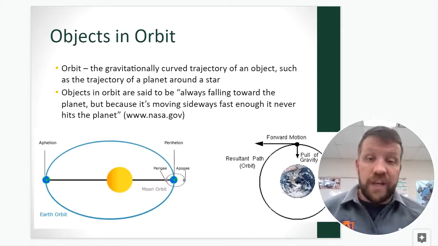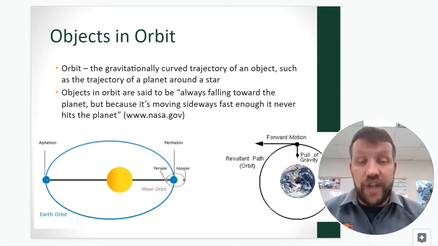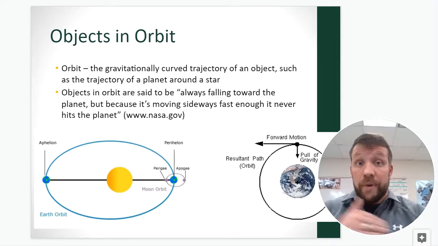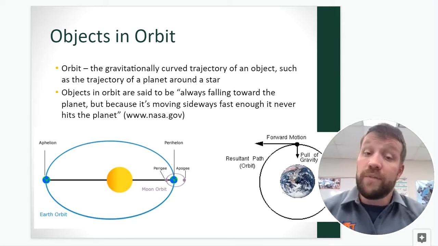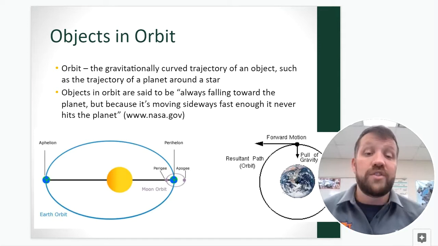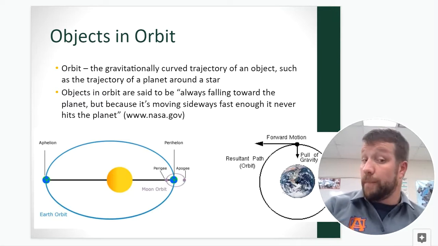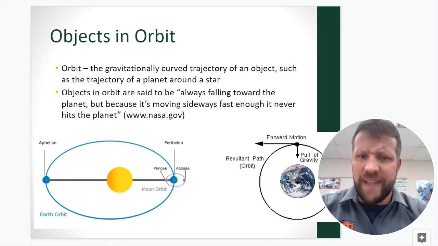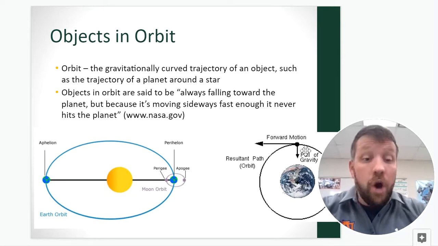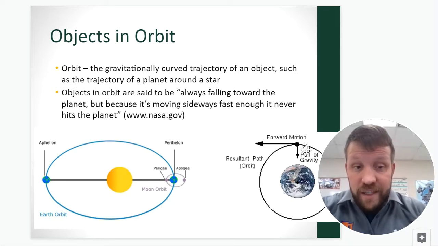So to jump into objects in orbit, I want to make sure we define what an orbit is. It's the gravitationally curved trajectory of an object. So this is an object orbiting around something else that is curved and traveling in a circular pattern, which is what we're looking at really for this unit as a whole. Objects in orbit are said to be always falling toward the planet, but because these objects are moving sideways fast enough, they never actually hit the planet. And I think that's a great way to envision what's happening here, okay? The moon is always falling towards Earth, but it's moving to the side fast enough that it never actually hits it as it continues to go around here.